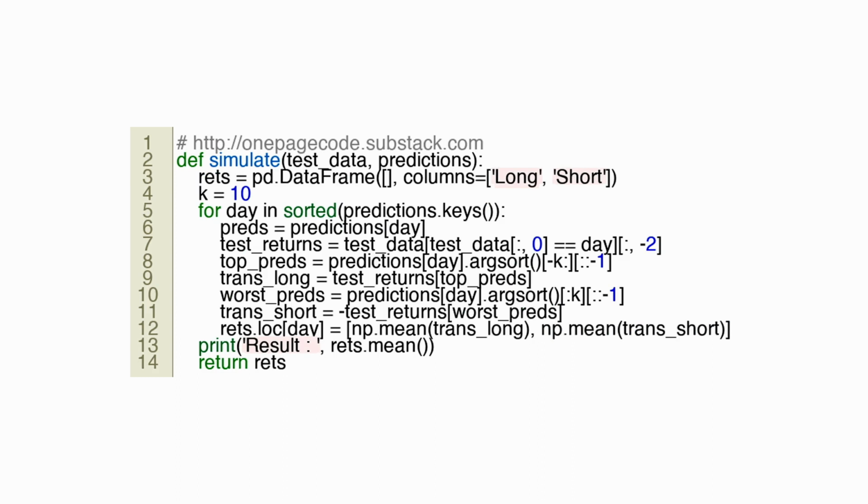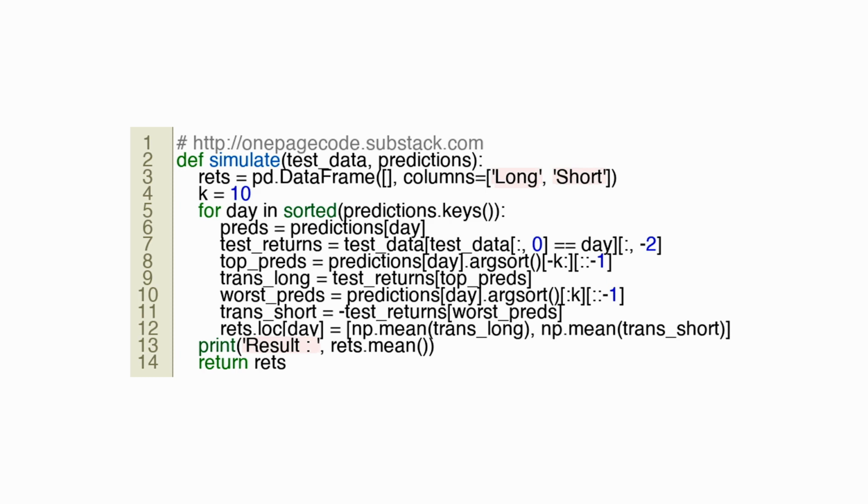This code starts by defining a function named simulate that takes in 2 arguments, test data and predictions. It creates a new data frame named rets with 2 columns named long and short. The value of rets is empty for now. Next, the code sets the value of k to 10, which will be used later on in the code. Then it loops through the keys of the predictions dictionary in sorted order and assigns each key to the variable day. Inside this loop, the code first assigns the value of predictions[day] to the variable preds. It then uses this value to filter the test data by selecting the rows where the first column matches the value of day. This filtered data is then assigned to the variable test returns.